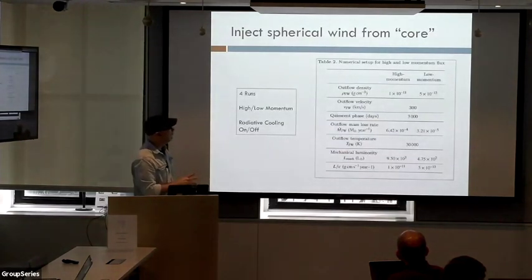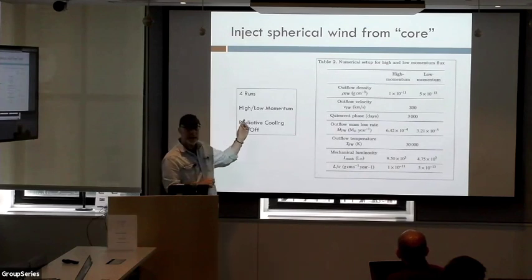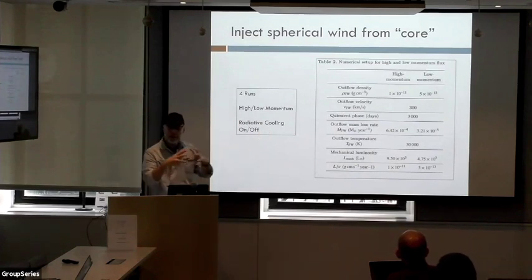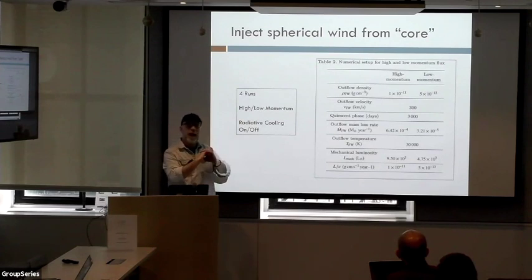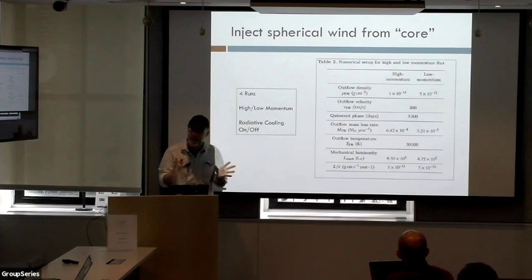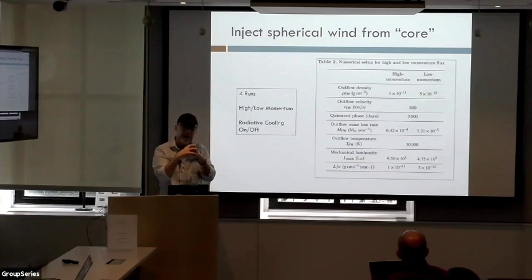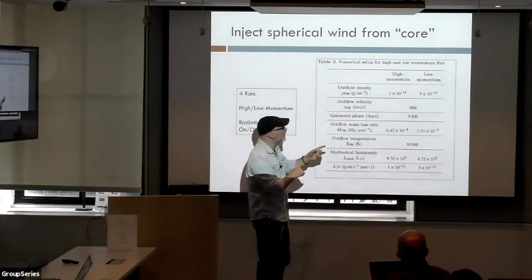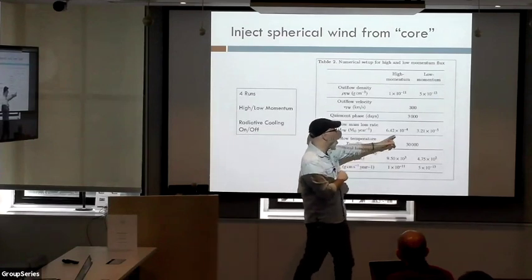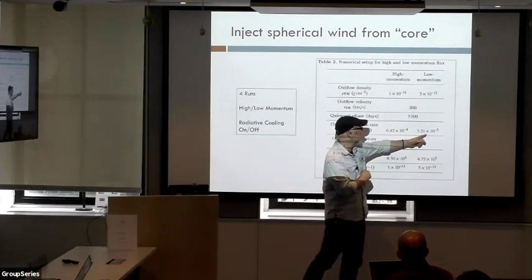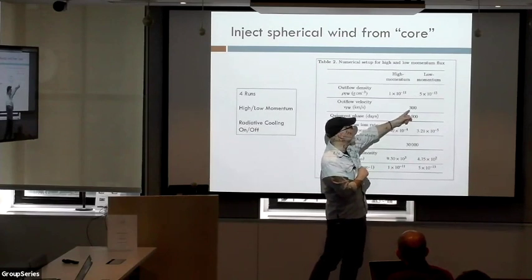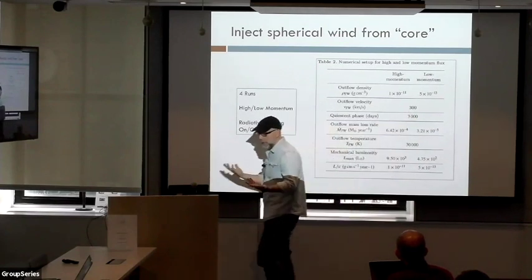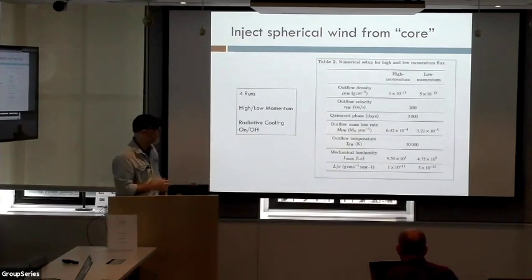We're going to do four runs, a high momentum case and a low momentum case for the spherical wind. Now, of course, the common envelope evolution is completely self-consistent, right? But what's not self-consistent is we're just going to add, in the beginning of our simulations, a spherical wind that is either going to have high or low momentum, meaning mass loss rate. The high case is going to be 10 to the minus 4, the low case is going to be 10 to the minus 5. In all cases, the wind speed is going to be 300 kilometers per second, which is about appropriate for the escape velocity of this.